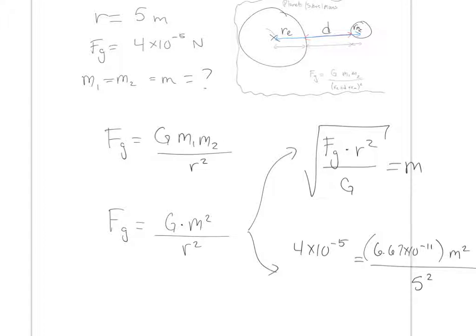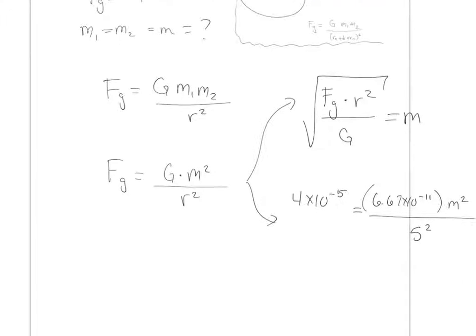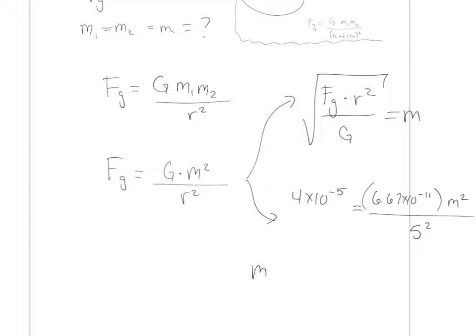The answer turns out to be 3,872 kilograms. If you didn't get that, maybe you got a much larger number, make sure you remember to square root your answer, because you might have solved for M squared and you have to square root it in the end. Again, multiply by 5 squared, divide by 6.67 times 10 to the negative 11, get an answer, square root it. So this is about 10,000 pounds, which is reasonable.